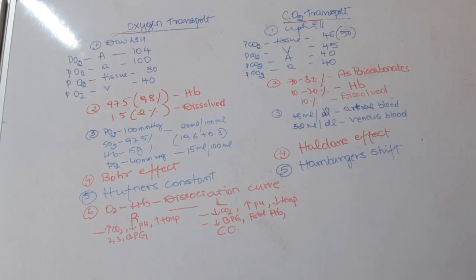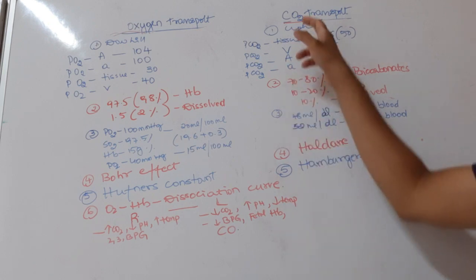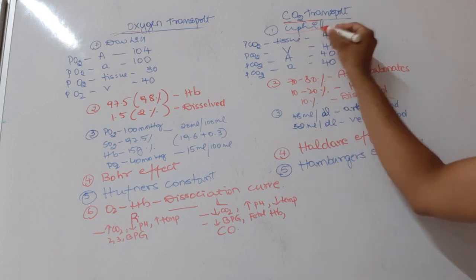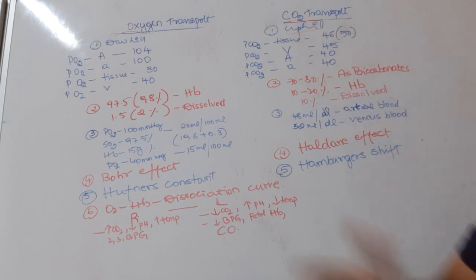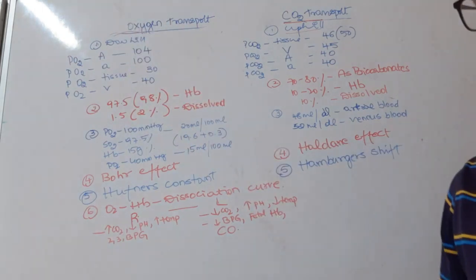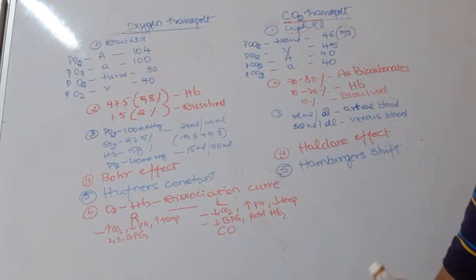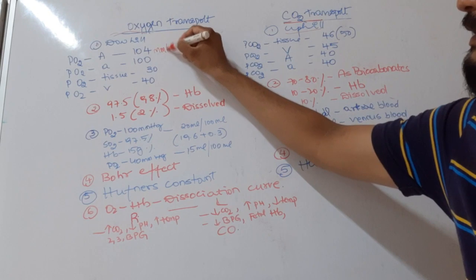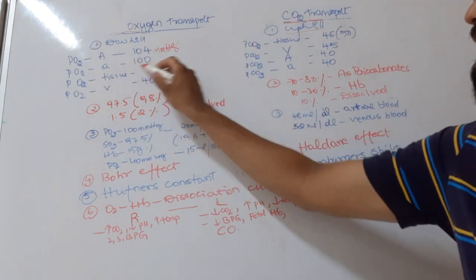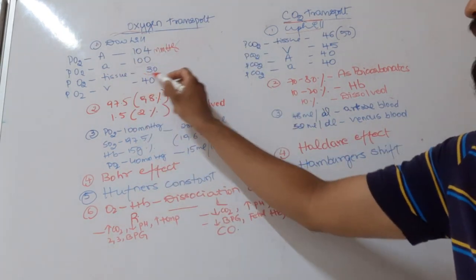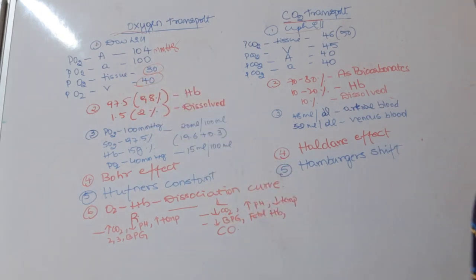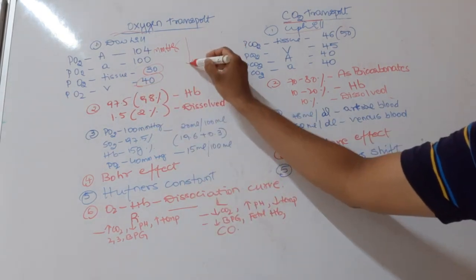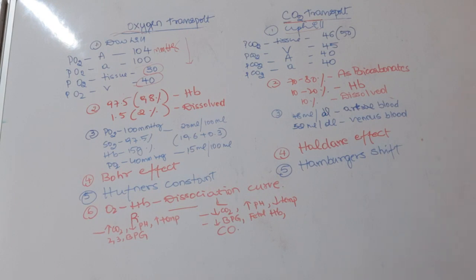So if you compare the oxygen and the carbon dioxide transport, the first point is the oxygen transport is always in the downhill cascade and the carbon dioxide transport is in the uphill cascade. The partial pressure of oxygen in the alveolus is 104 mmHg. On the arterial side it is 100 mmHg, in the tissue it is 30, and on the venous side it is 40 mmHg. Therefore the movement of oxygen is from the alveolus to the tissue.